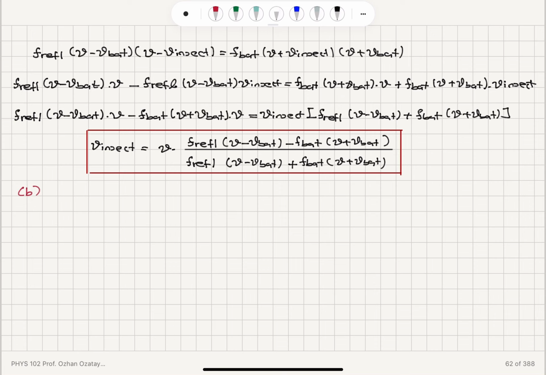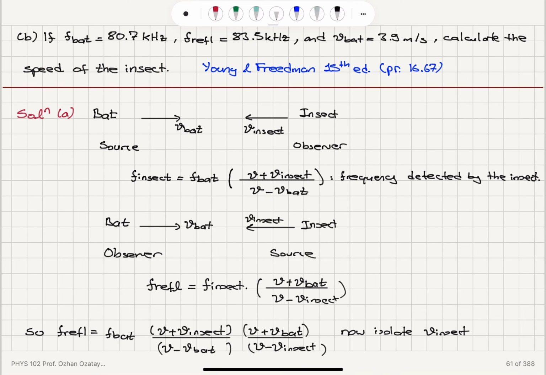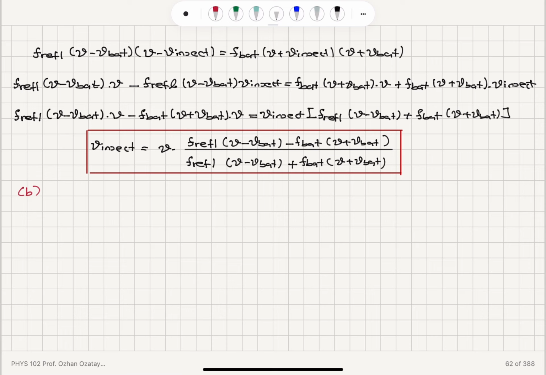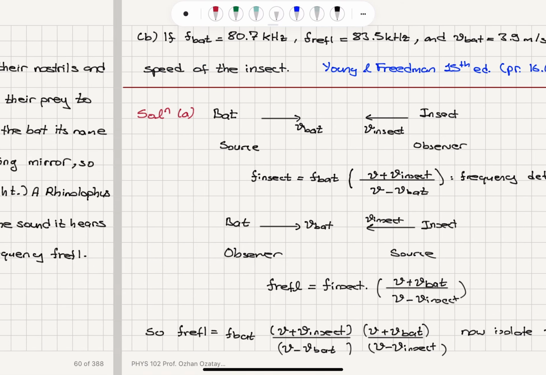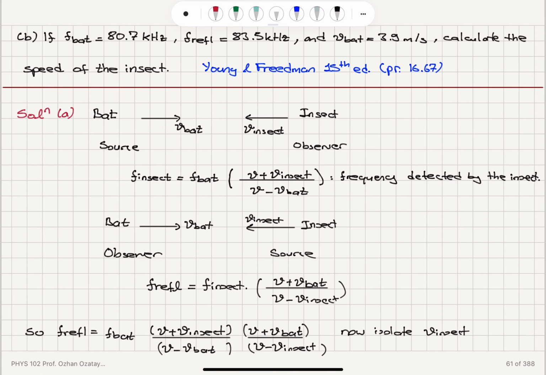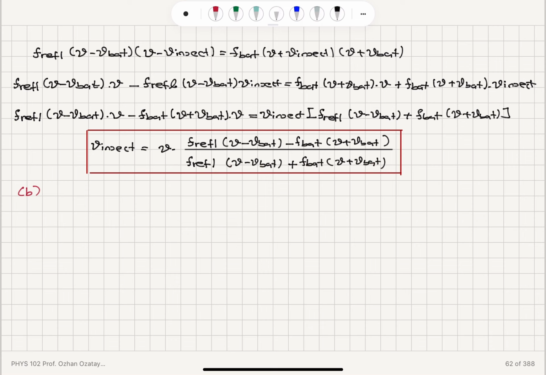Let's compare it to the answer given here, V plus V insect. So let's see, F reflected (V minus V bat), F bat (V plus V bat), F reflected (V minus V bat) minus F bat (V plus V bat), and then here F reflected (V minus V bat) plus the other term, and that's exactly what we get multiplied by V.